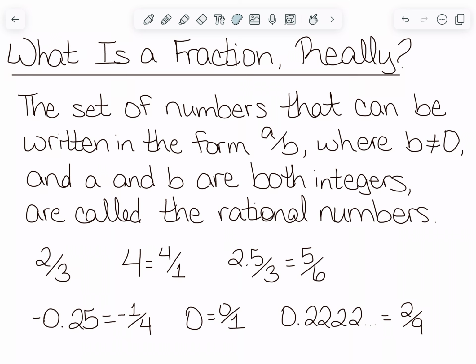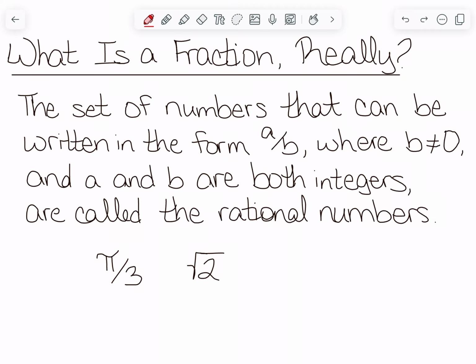0 can be written as 0 over 1. And finally, 0.22222 forever is written as 2/9. Decimals that repeat indefinitely, like this one, where it repeats the 2 forever, can also always be written as fractions. So any decimals that end or infinitely repeat.